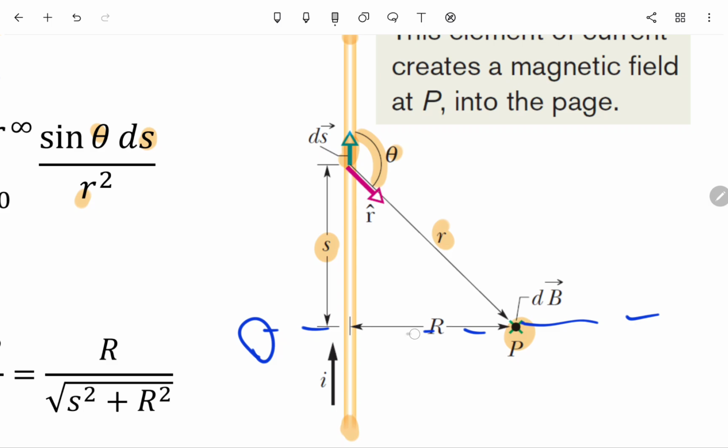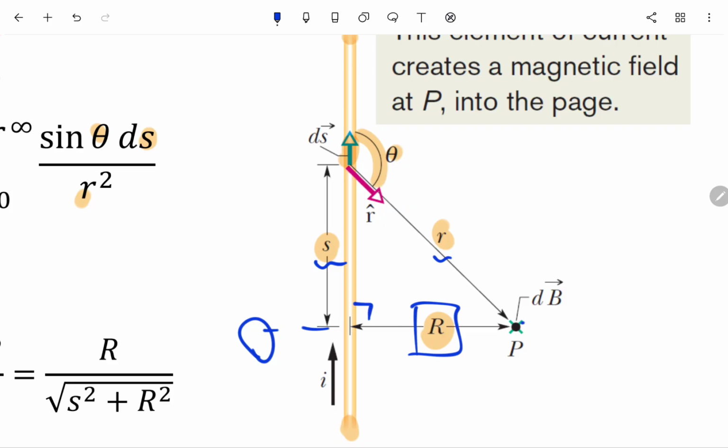Let me erase it. This is r, the radius. Finally we can make use of this variable. But r is not constant, because r is a variable related to s.